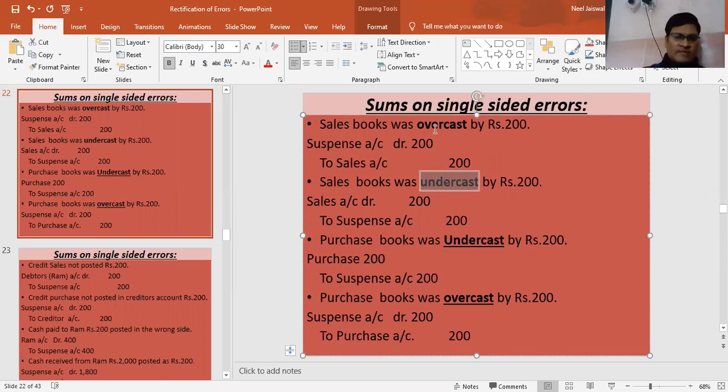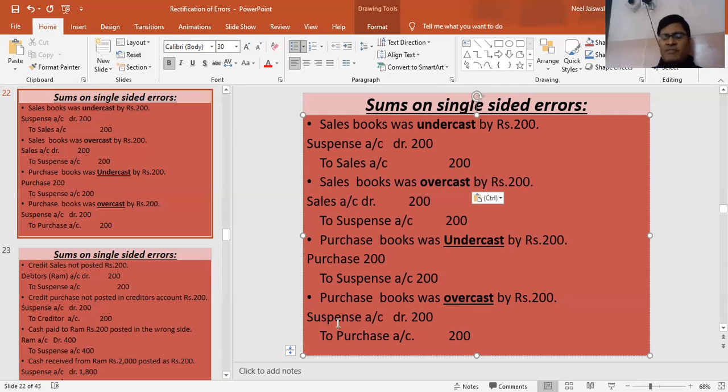One sec, students. Mistakes are there. Sales book is already having a credit balance. If it is overcast, we have to debit it, and if sales book is undercast, we have to credit it, like sales book undercast, suspense to sales. Sales has a credit balance and is overcast, and to reduce sales, sales to suspense. Purchase book is undercast, so to increase purchase, purchase to suspense. Purchase book was overcast, meaning purchase, having a debit balance, is showing more. So to reduce the balance, the purchase account is credited and the suspense account is debited. I hope it is clear.